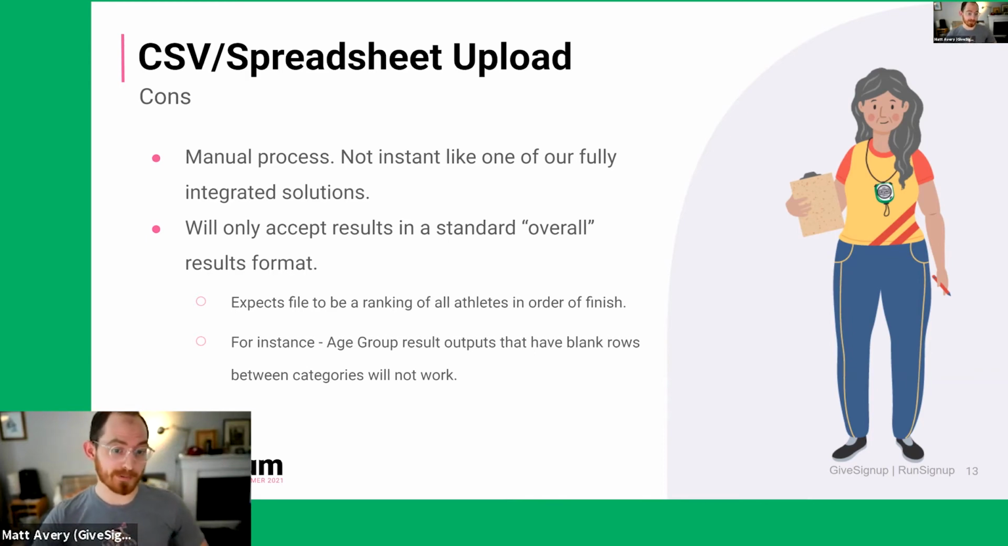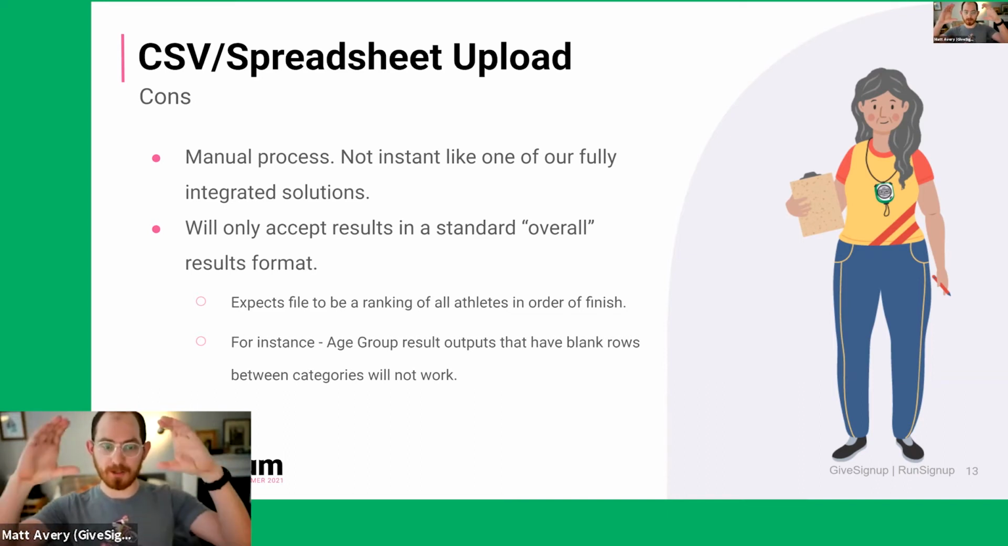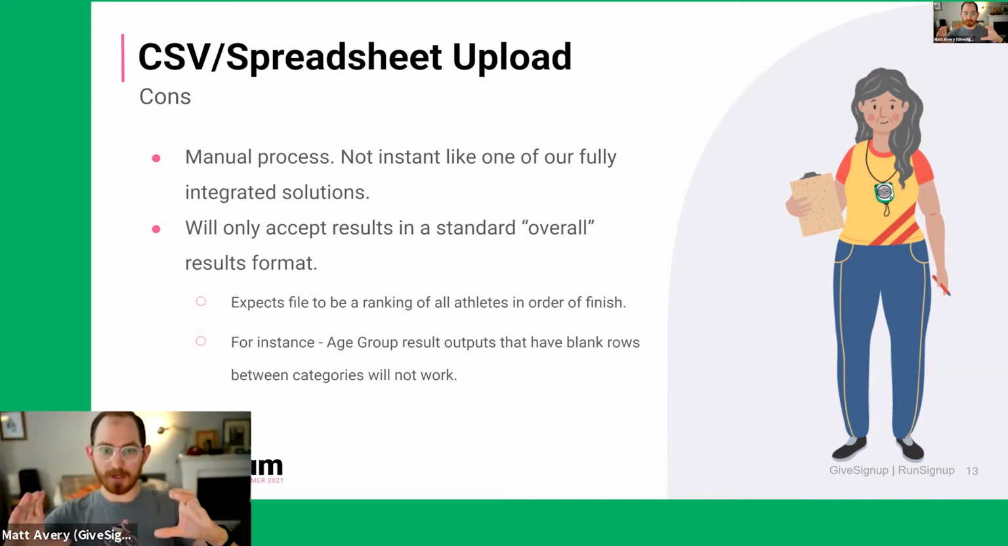And it only accepts results in a standard overall format. So, you know, the 5K, 1, 2, 3, 4, 5, 6, 7, so on and so forth. You cannot support like an age group result standings where it's broken up into separate tables. You've got your 1 to 19, your 20 to 29, your 30 to 39. We couldn't ingest that data. What we're looking for when you upload a CSV spreadsheet is give me all the 5K people sorted by however you want to sort them. And then it will produce those age group standings from that data.